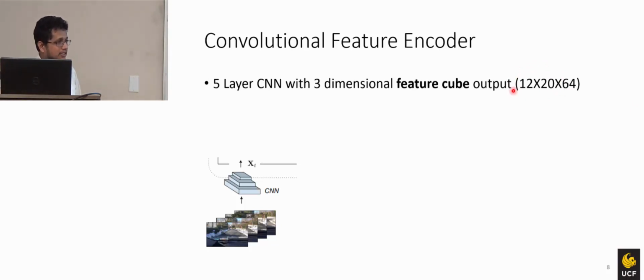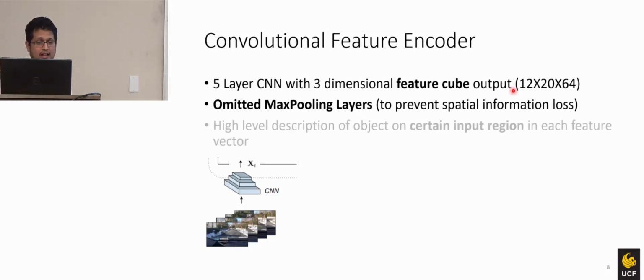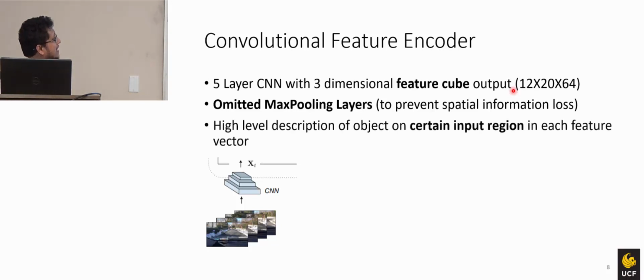It's a channel. Yes, it's a channel. And to keep the spatial information intact, they omitted the max pooling layer. After that, each of the vectors inside XT becomes a high-level description of a specific region.